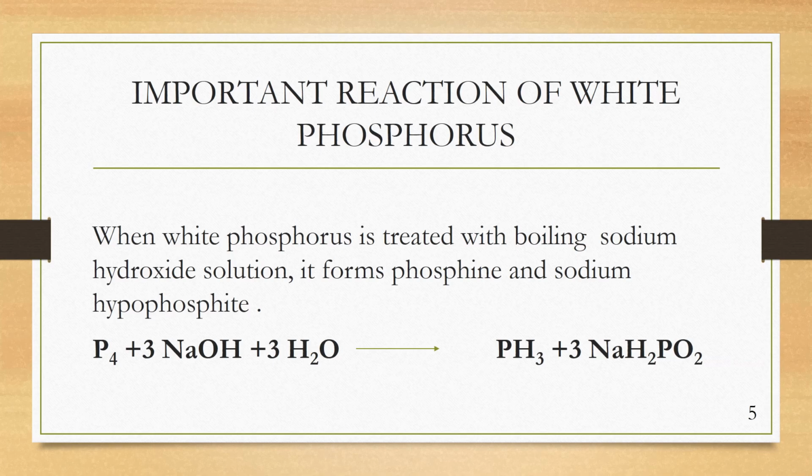Coming to the different reactions of white phosphorus, the most important one is the reaction with boiling sodium hydroxide solution. When white phosphorus reacts with hot boiling alkali, it produces phosphine gas along with sodium hypophosphite.